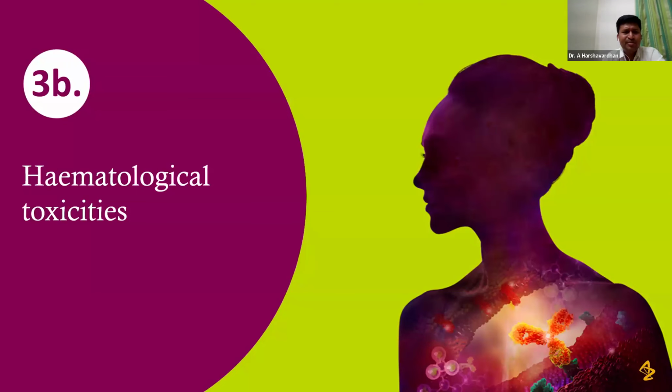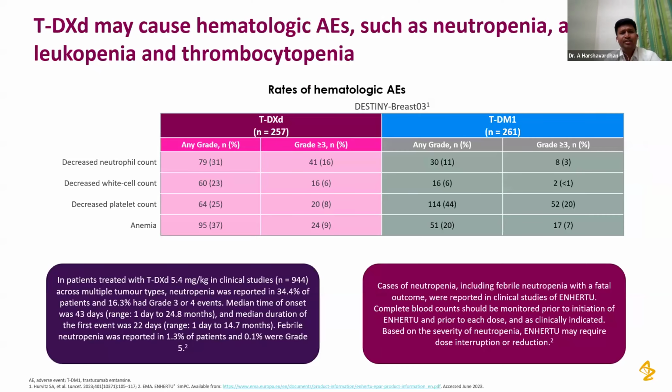The second most common side effect is hematological toxicities. In patients treated with T-DXd in clinical studies across multiple tumor types, neutropenia was reported in 34% of patients, and 16% had grade 3 or grade 4. Median time of onset was 43 days, and it can even start from day 1 to 24 months. Median duration of first event was 22 days, and febrile neutropenia was reported in 1.3%.